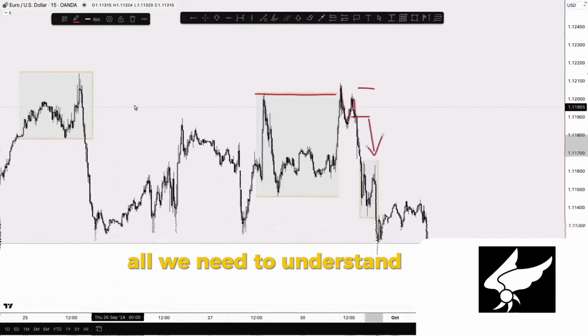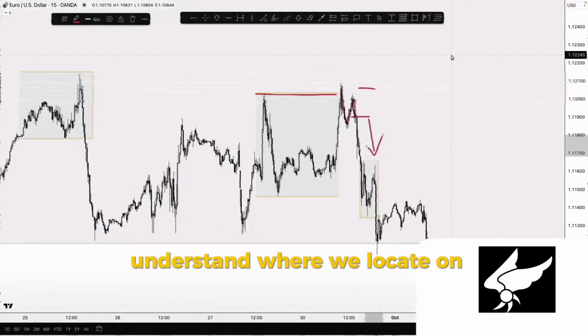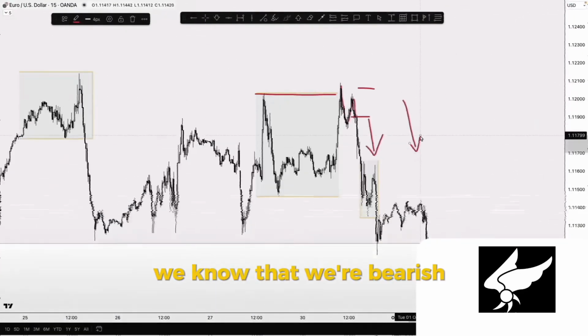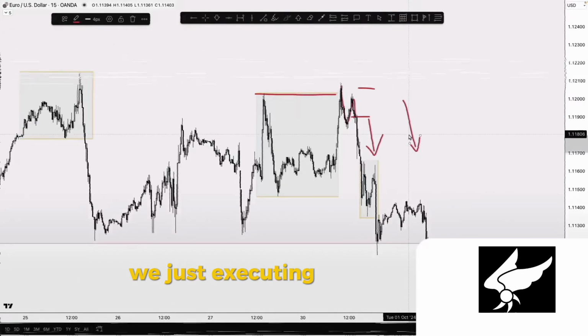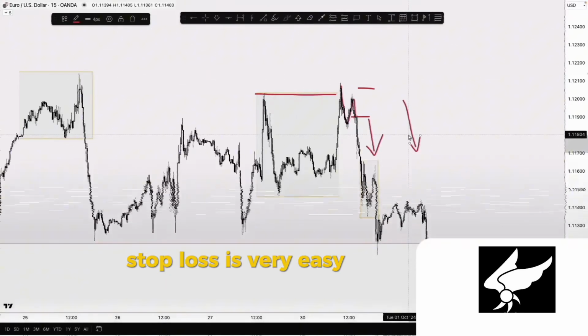All we need to understand is the concepts, understand where we're located on the higher time frame. We know that we're bearish. So then during the session, we're just executing with a 10 pip stop loss. It's very easy and simple trading.